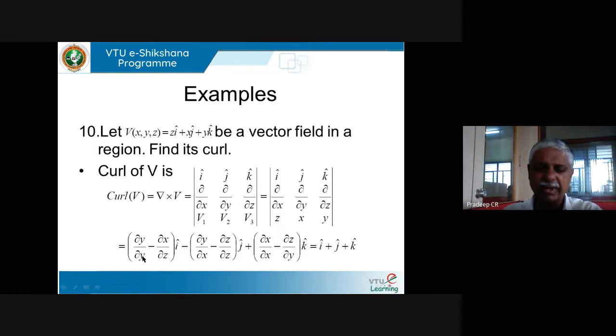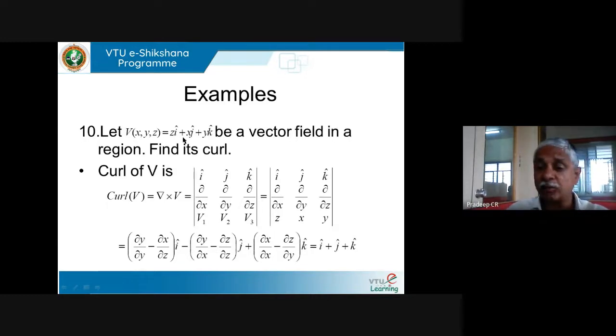I hope I have done it correctly. But del y by del y is 1, and del x by del z is 0, because if I am differentiating with respect to z, I have to treat x as constant. So I will get 1 here. And here I will get minus 1, but there is already a minus here, so these two will become plus. And here I will get 1, and this is 0, so this is k. It looks like it's correct. So i plus j plus k is the curl of this vector field. Note, this is a constant curl. The curl is constant everywhere.